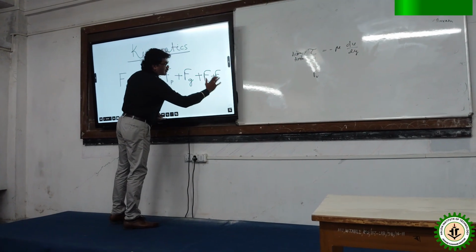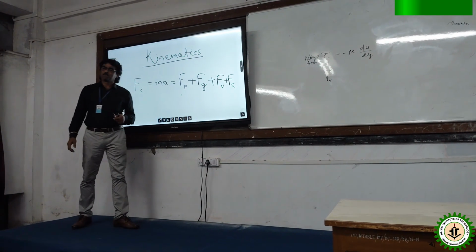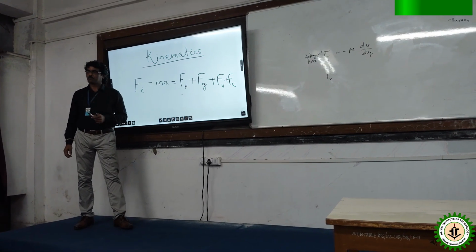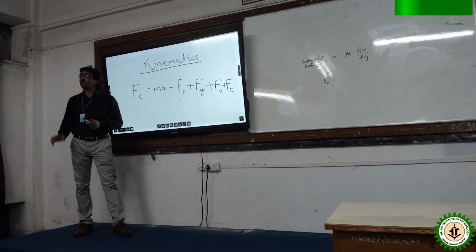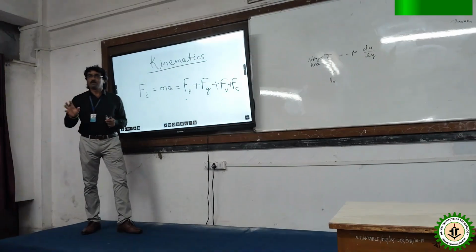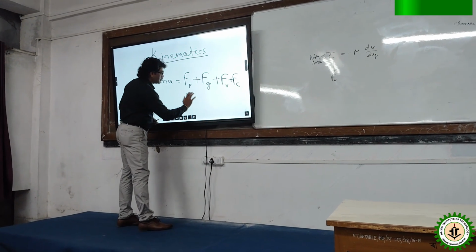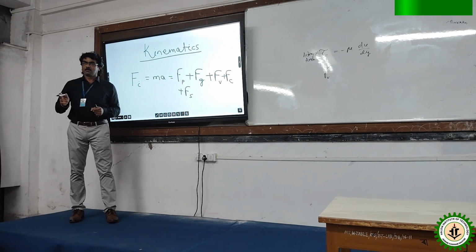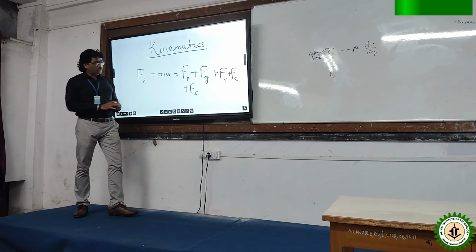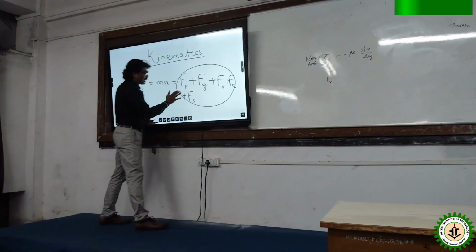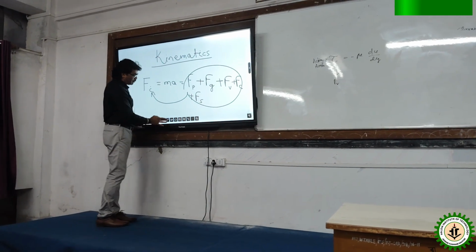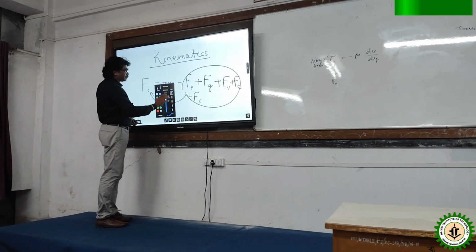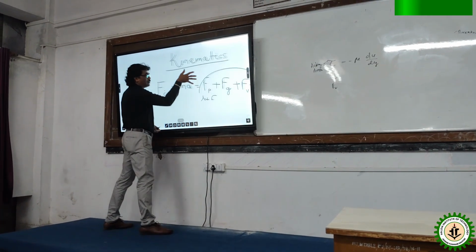Plus compressibility force, plus surface tension. These all, the summation of forces, is the resultant influencing this one. After this, the fluid starts flowing. How will it be flowing?